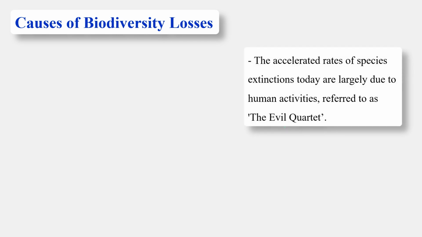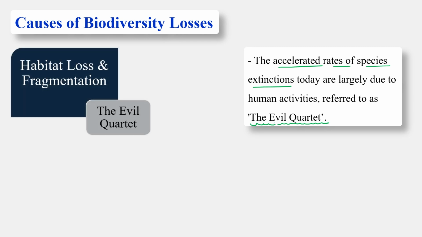So, what are the causes of biodiversity loss? The accelerated rate of species extinction today is largely due to human activity, which is referred to as the evil quartet. What are those evil quartet?